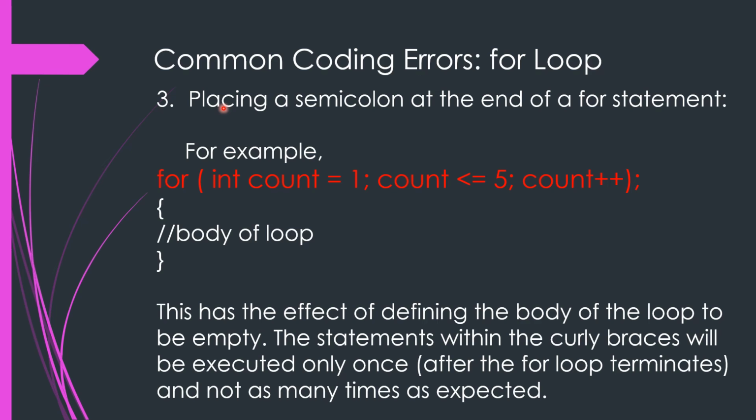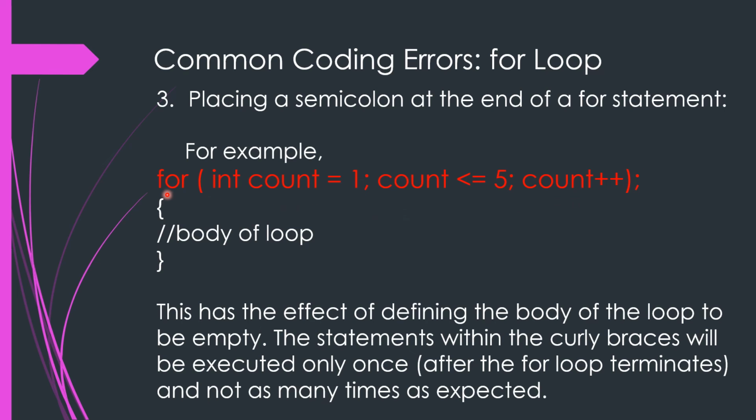Now, third error is placing a semicolon at the end of a for statement. As we discussed in our previous videos also, that semicolon is important in some statements, but it is not necessary in every statement. So you must put the semicolon only according to the need. If it is needed there, only then you should put. You should not put it everywhere, even where it is not needed.